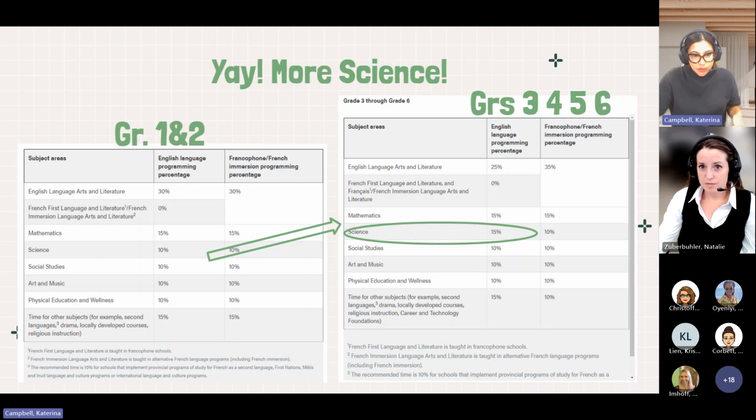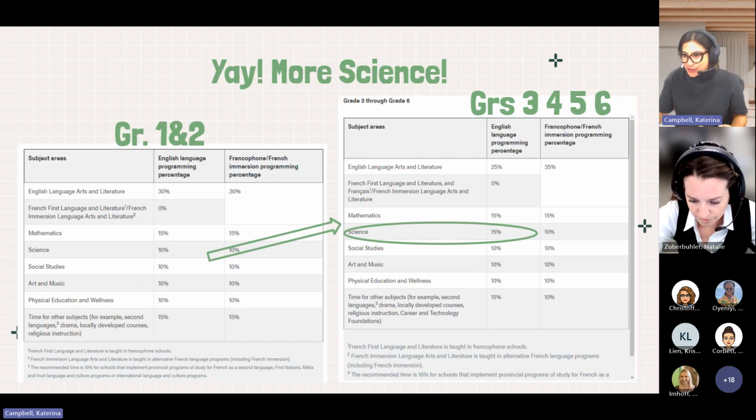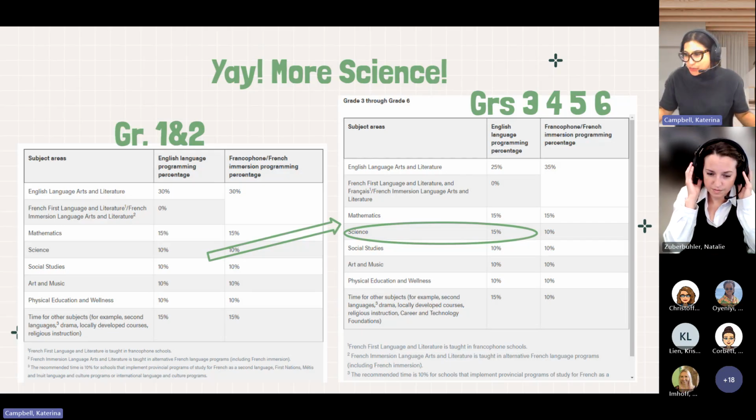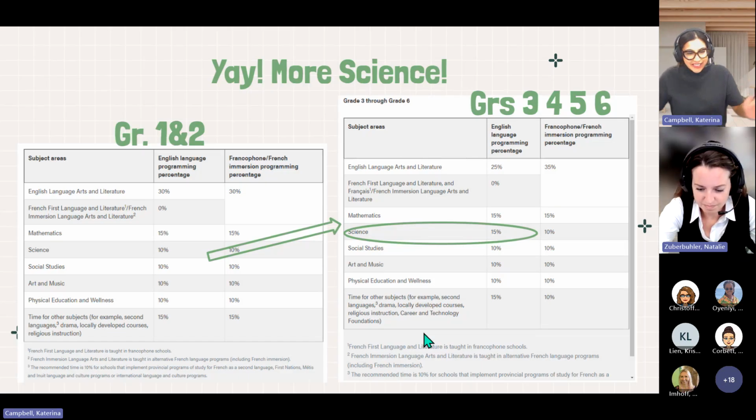And keep in mind with the percentages and the minutes that science is so applicable to be blended with English language arts, with mathematics, and with social studies, so that 10%, that 15% can also be attributed to your English language arts time, your math time, your social studies, and art, and phys ed, and wellness.